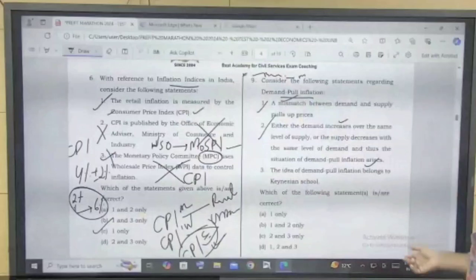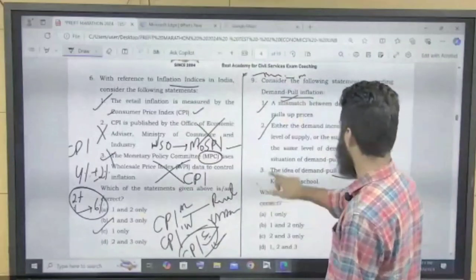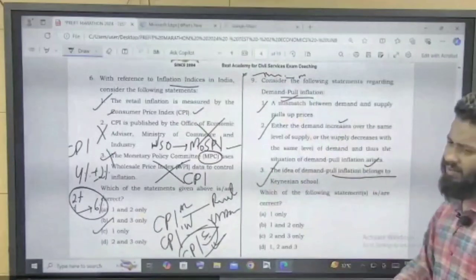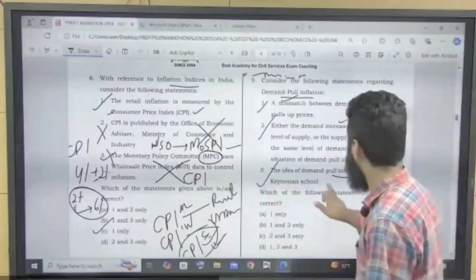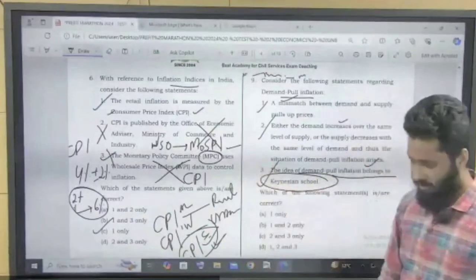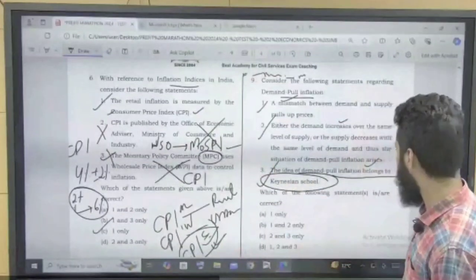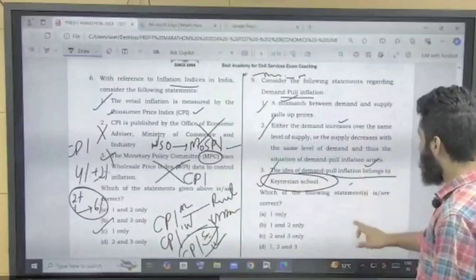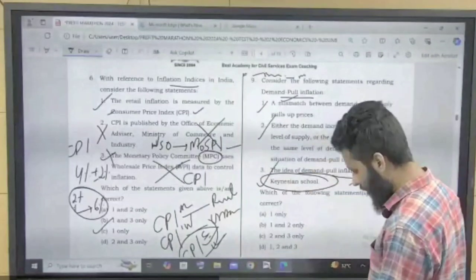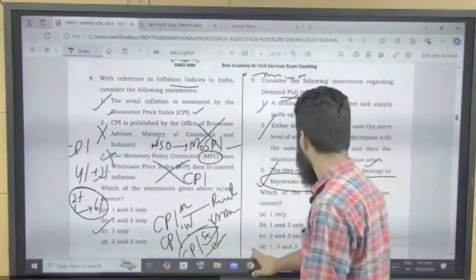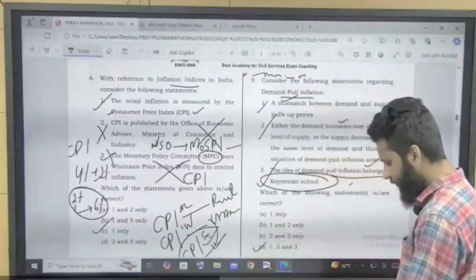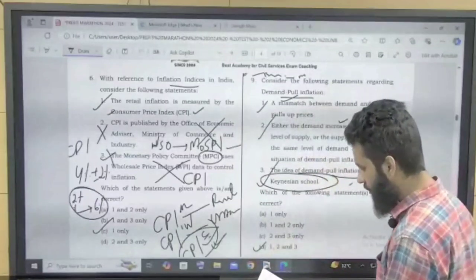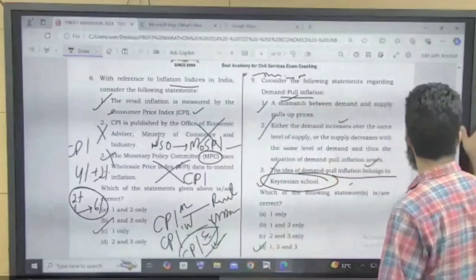The idea of demand pull inflation belongs to the Keynesian school. So this belongs to economic theories. Demand pull inflation comes under the Keynesian school of economics. So 1, 2, and 3 all are correct. Now come to question number 10.